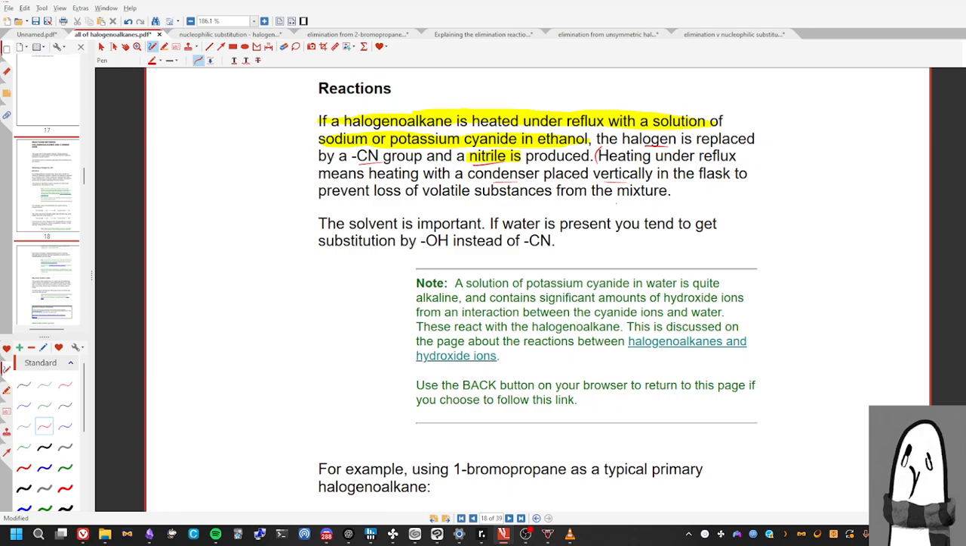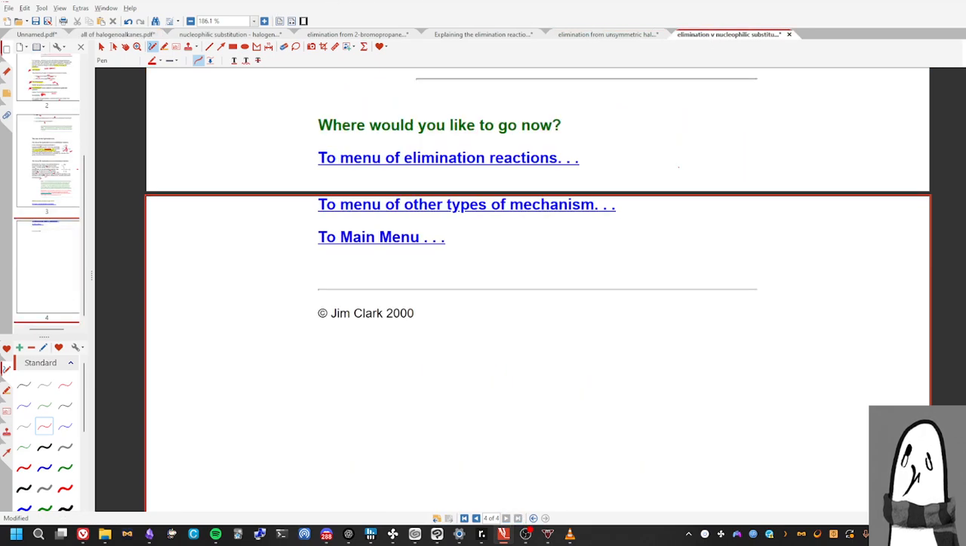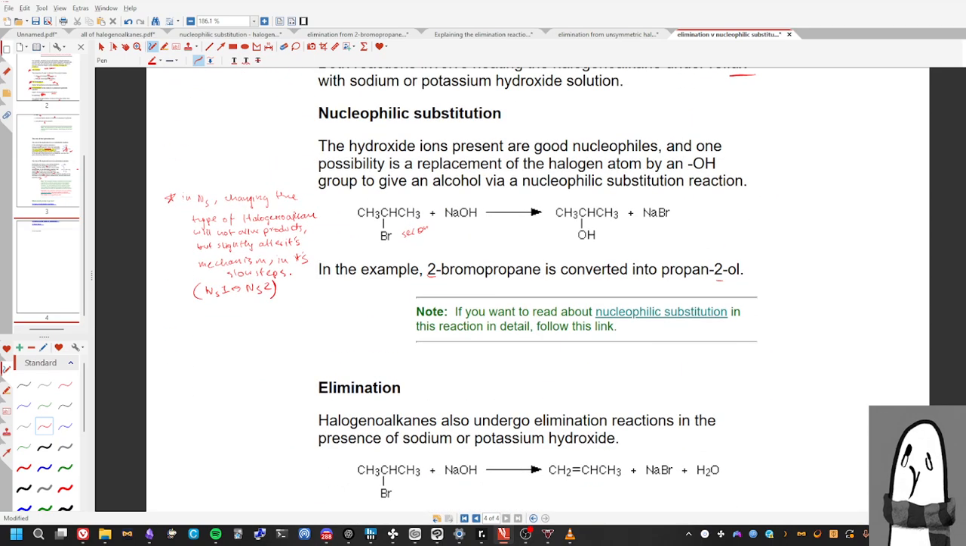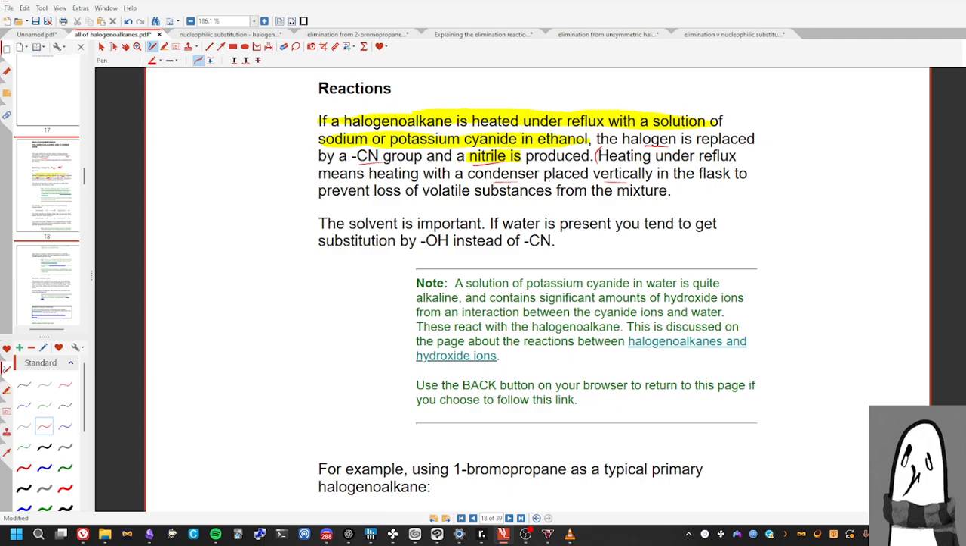Wait, where's the OH coming from? I understand substitution by OH, but where is the OH coming from? From the water itself? A solution of potassium cyanide in water. In the previous case, the OH is brought in by the sodium or potassium hydroxides. In this case, OH is just coming from somewhere.